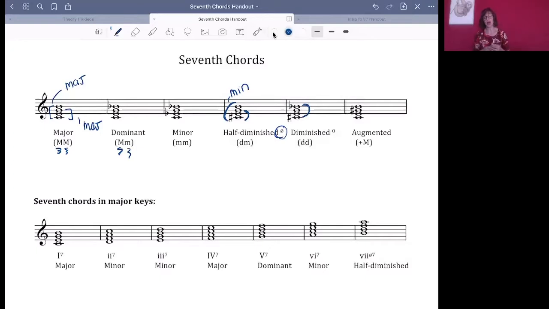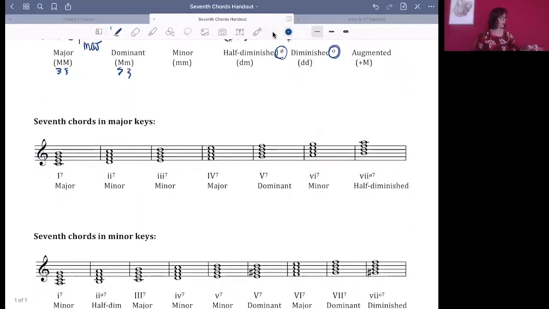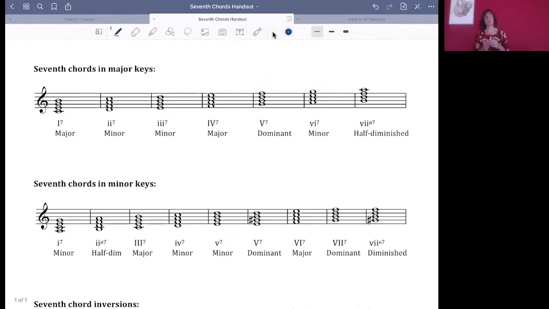And now alternatively, if we have a diminished triad that has a diminished 7th on the outside, that's what we refer to as a diminished 7th chord, or you'll sometimes hear me at least refer to it as a fully diminished 7th chord. And that takes the same symbol as a diminished triad, so just that little degree circle. And then we also have the augmented 7th chord, which is an augmented triad with a major 7th on the outside. Not super common for what we're going to be seeing this semester, but it does exist out in the wild.